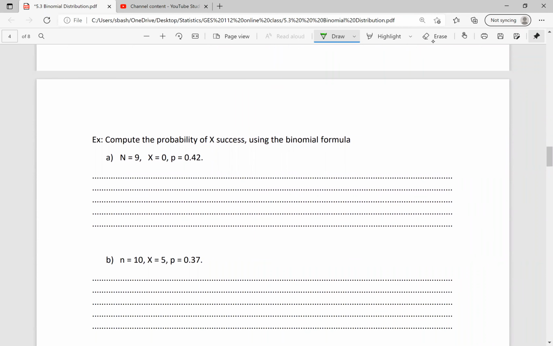Compute the probability of x using the binomial formula. This is already given: we have n, we have x, and we have p, which is 0.42. I need to find the probability of x. For this one, first of all, we have to find q. q is 1 minus p, which is 1 minus 0.42, equal to 0.58.